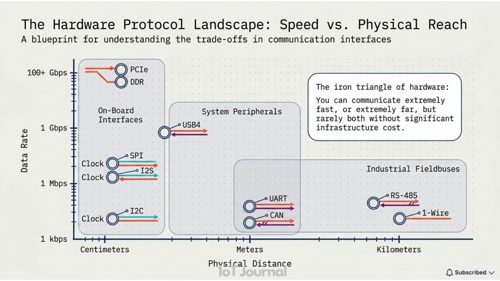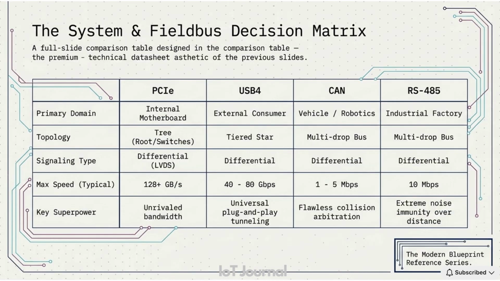This brings us to the iron triangle of hardware communication. You can transmit data blisteringly fast or across long physical distances, but rarely both without high infrastructure costs. SPI and PCIe dominate the centimeter scale on the board. USB 4 handles short-range peripherals, while RS485 and CAN bus govern long-distance field buses. Choosing the right communication protocol comes down to balancing speed, distance, pin availability, and noise immunity.